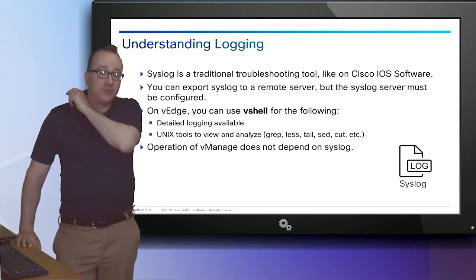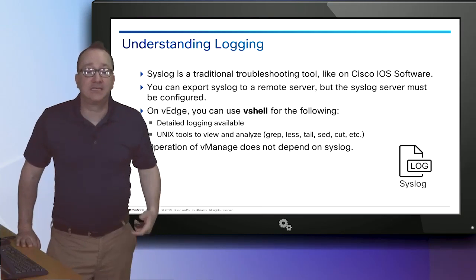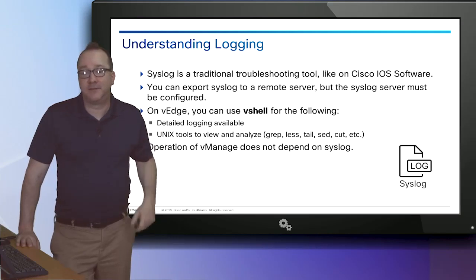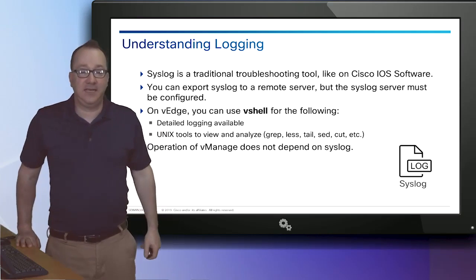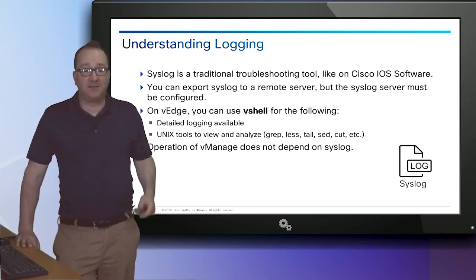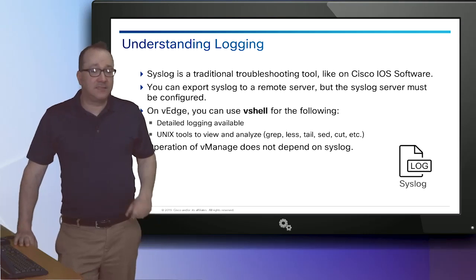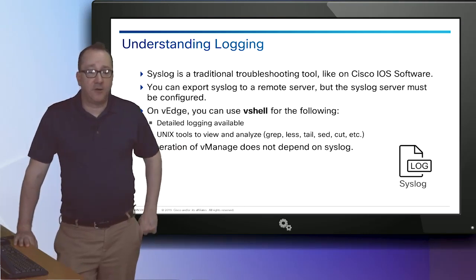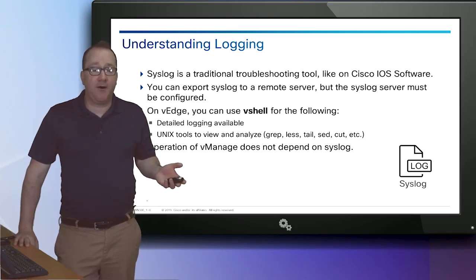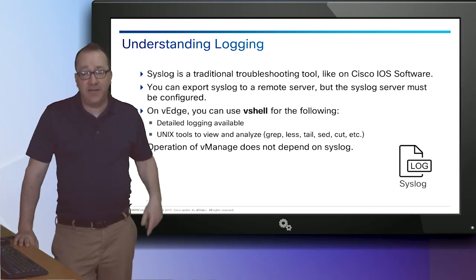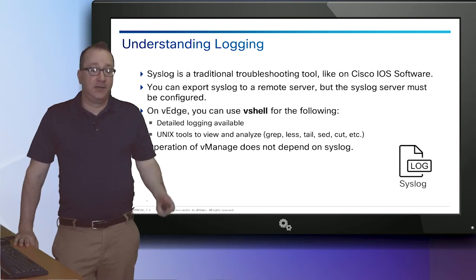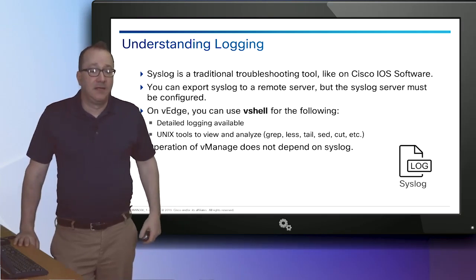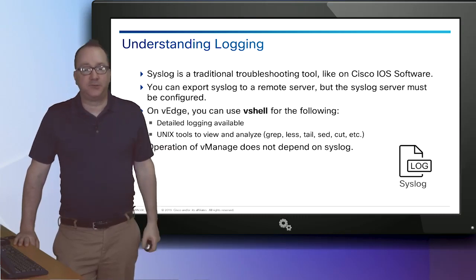It provides access to a multitude of log files, which can be accessed and viewed like on any other Unix system, with typical commands like grep, less, tail, sed, cut, and so on. You can cat files, etc. However, syslog is not strictly required for operation of the SD-WAN environment. Notifications are used automatically, and all important network events are reported via those notifications to vManage, where they're consolidated, so we have that single pane of glass. Therefore, syslog is only an additional optional networking tool.